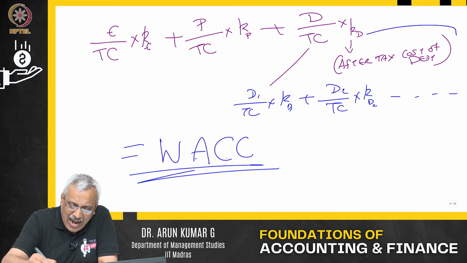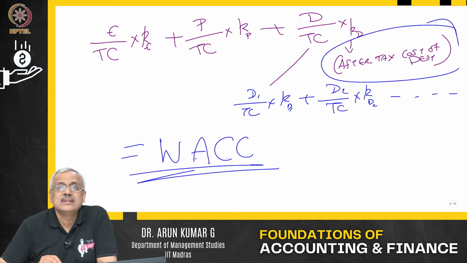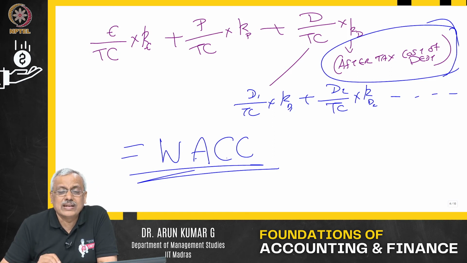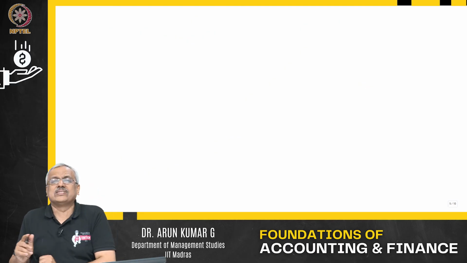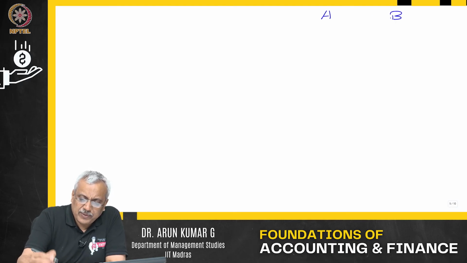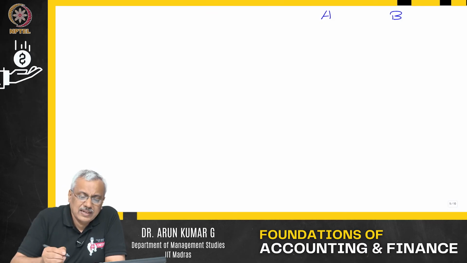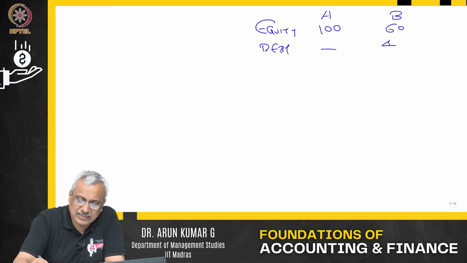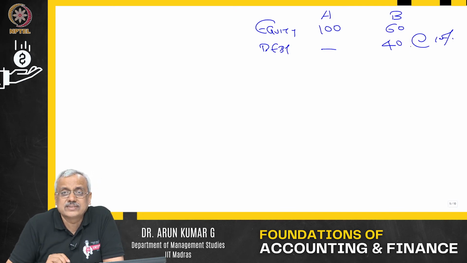Now, why did I say after tax cost of debt? Let us take an example and see. I have used this example many times prior, but let us look at it. Let us look at two companies A and B. A has equity, B has debt and equity. A has $100 equity, B has $60 equity, $40 debt, and this debt is at 10%. So both have a total capital of 100.